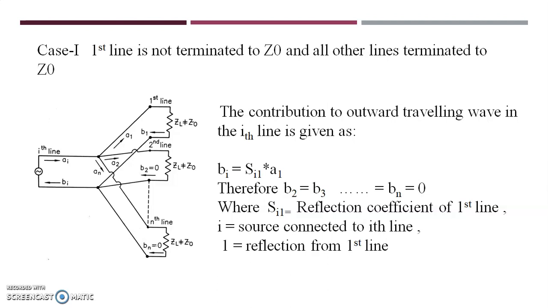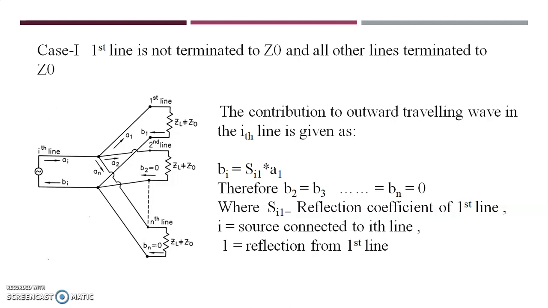And in case 1, the first line is not terminated with Z0, which is called the characteristic impedance, and all other lines are terminated with Z0. It means that when the first line is not connected to Z0, there will be reflected power, which is called P1. And if all other lines are connected to Z0, there will not be reflected power, all the power will be absorbed. So therefore B2 up to Bn is equal to 0.